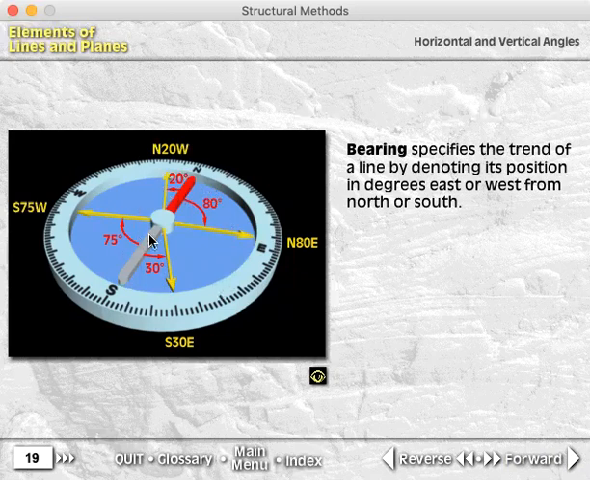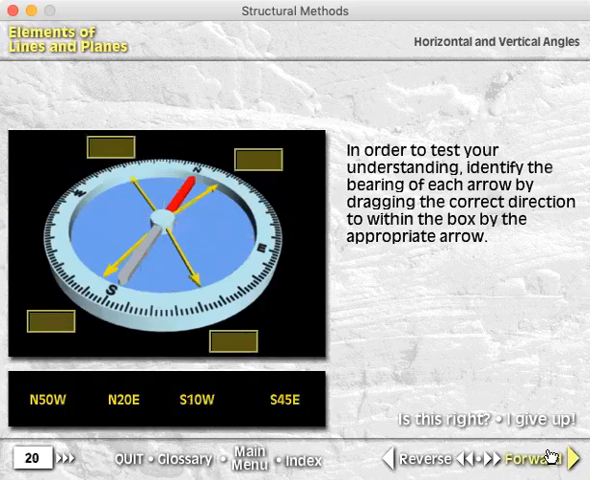This isn't quite what we do in structural geology or as geologists. And we're going to learn how to do that, what we do as geologists as we move forward. In order to test your understanding, identify the bearing of each arrow by dragging the correct direction to within the box by the appropriate arrow.